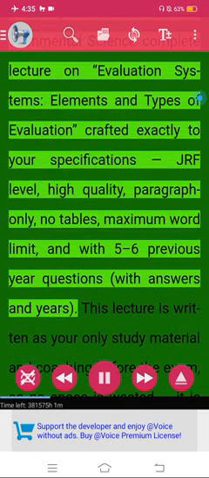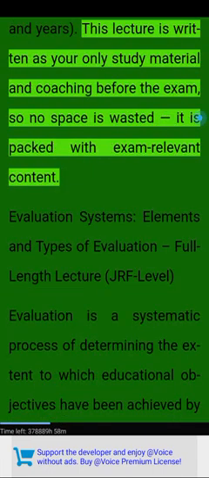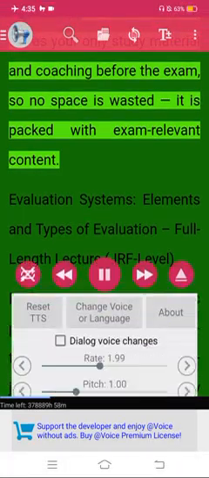ChatGPT said. Here is your UGC NET JRF Environmental Science complete lecture on evaluation systems, elements and types of evaluation, crafted exactly to your specifications: JRF level, high quality, paragraph only, no tables, maximum word limit, and with 5 to 6 previous year questions with answers in years. This lecture is written as your only study material and coaching before the exam, so no space is wasted. It is packed with exam relevant content.